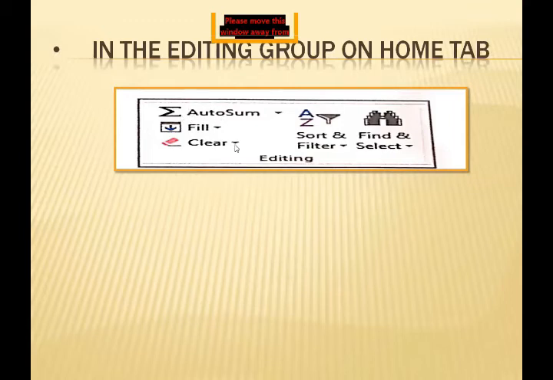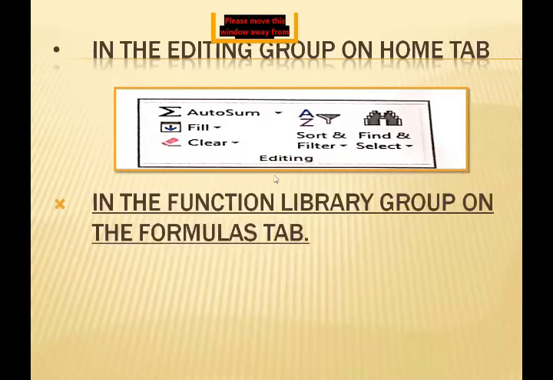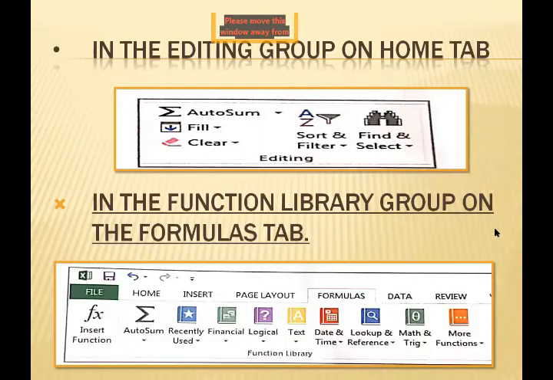The second is in the function library group on the formulas tab. This is the formulas tab, this is the function library group, and this is the auto sum feature. So the auto sum feature is located in two places on the ribbon: the editing group on the home tab, and the function library group on the formulas tab. Both tabs contain the auto sum feature. This is the auto sum feature and this is also the auto sum feature.